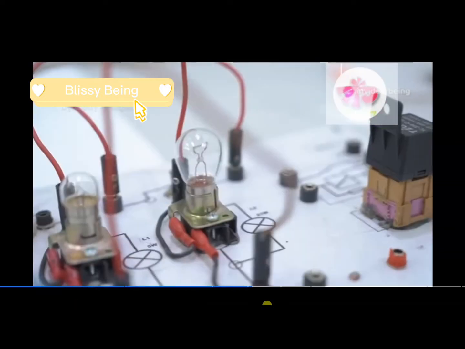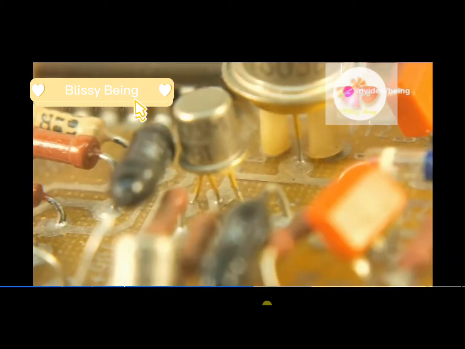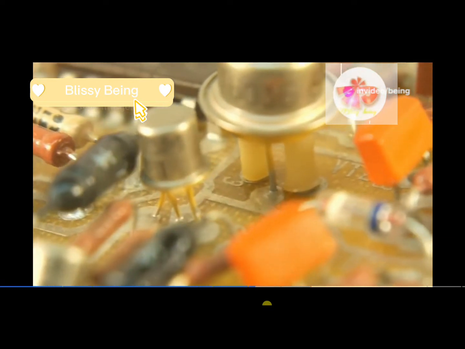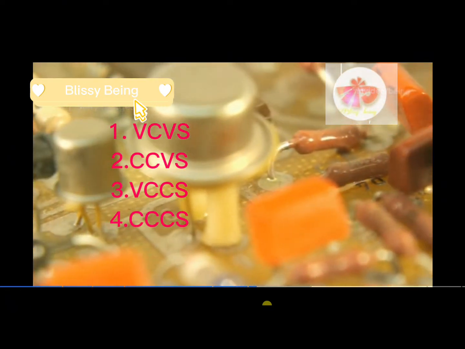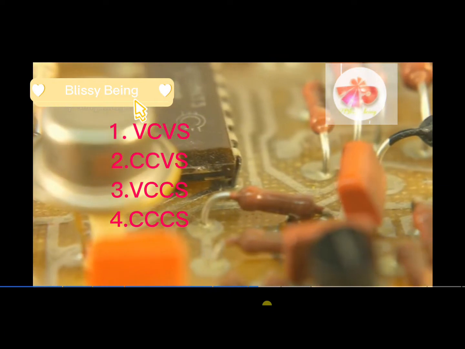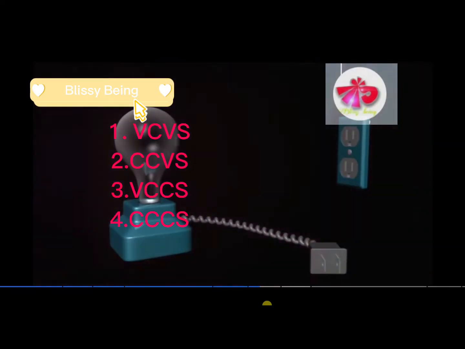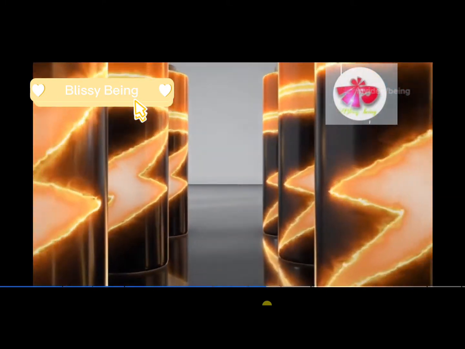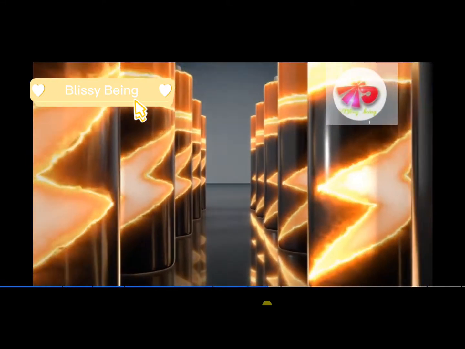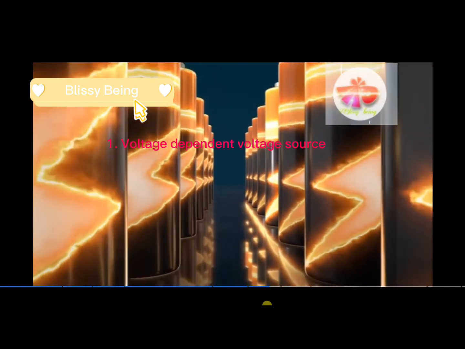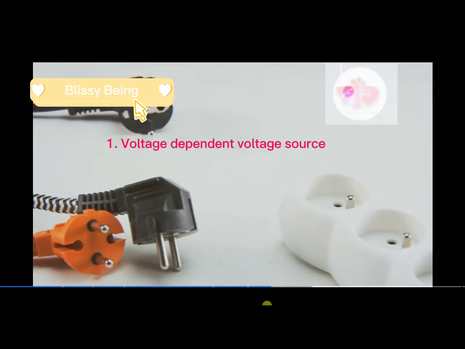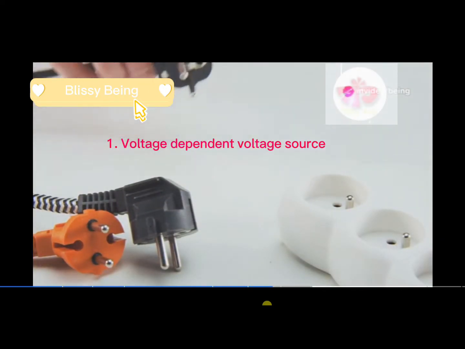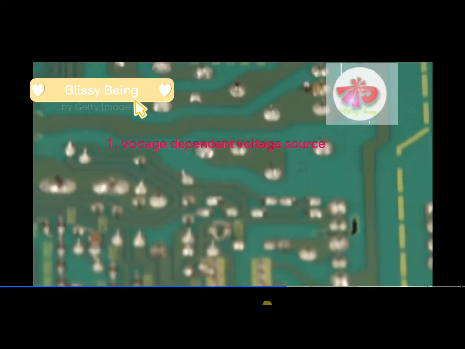Imagine having a water pump that can change its flow rate depending upon the needs of different parts of a garden. This adaptability is what makes dependent sources so valuable. We have four types of dependent sources, each with unique characteristics and applications. Understanding these types is key to mastering the use of dependent sources in circuits. The first one is the voltage controlled voltage source, or VCVS. Its output voltage is a multiple of another voltage in the circuit, like an amplifier boosting a microphone signal.